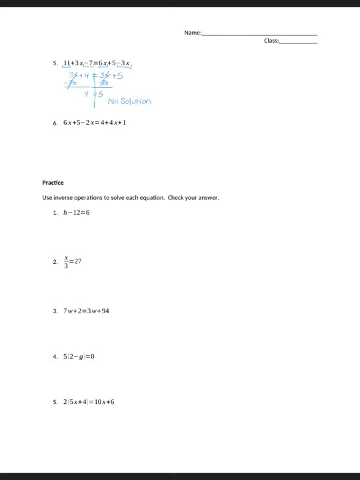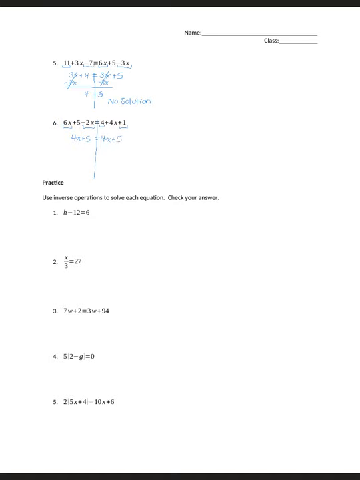Okay, and last but not least, number 6. I'm going to draw my railroad tracks here. Again, you have some things to simplify. On the left, you have 6x and -2x, so that gives you 4x plus 5. And over here, I have 4 and 1, so I have 4x plus 5.